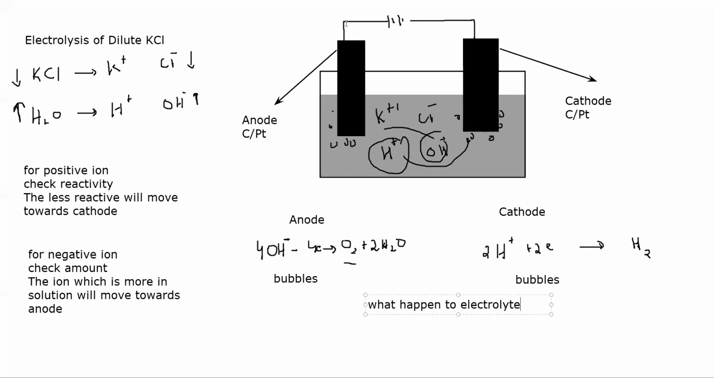Now what happened to the electrolyte? Because you removed H ion, you removed OH ion. So what are you left with? You're left with KCl. Because H is removed and OH is removed, you're left with potassium chloride, which contains less water because hydrogen and hydroxide ions are removed. Is it clear? Any doubt in this?